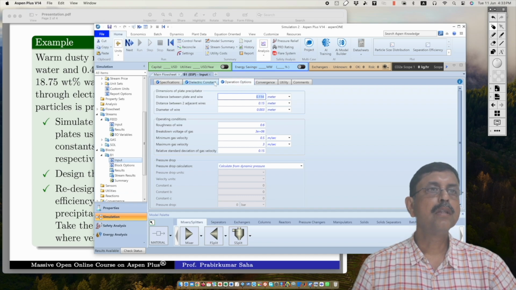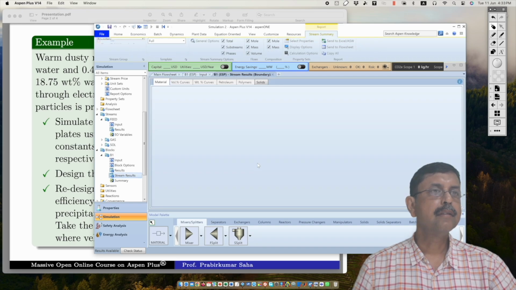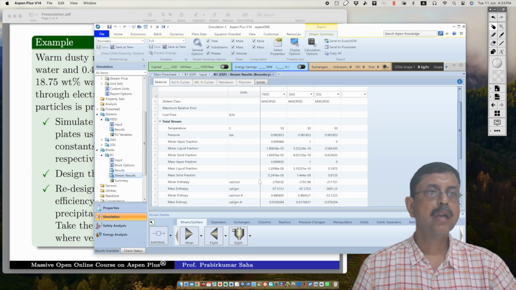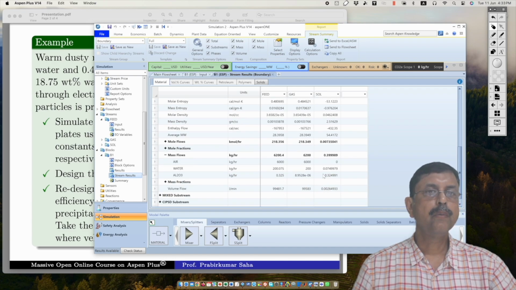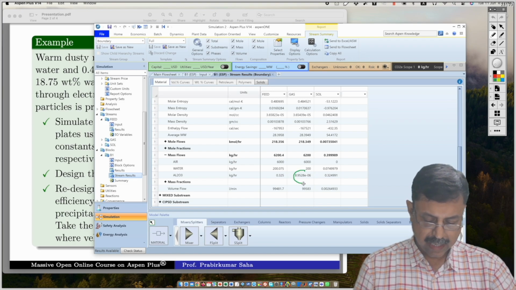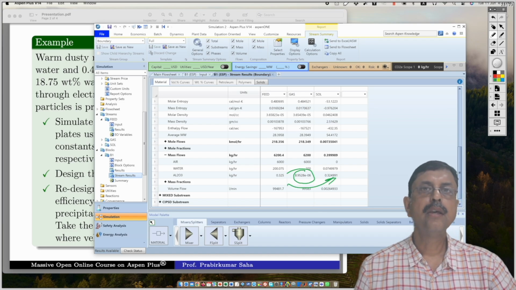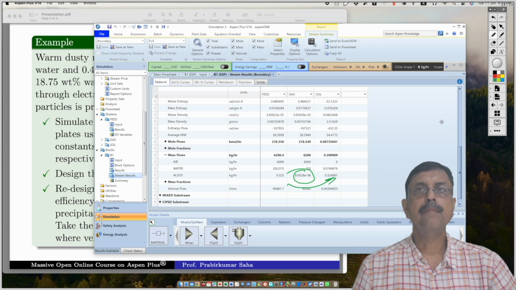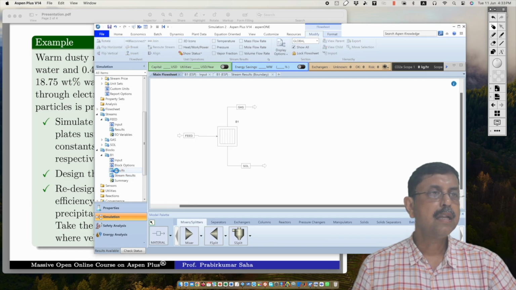Okay. So the process is run. We can check the results, the stream results. So the mass flow rate, we can check the solid takes up 0.325. So the gas stream has very little, negligible amount of solid. Almost everything is going to the solid stream. So we expect that the separation efficiency will be very near to 1.